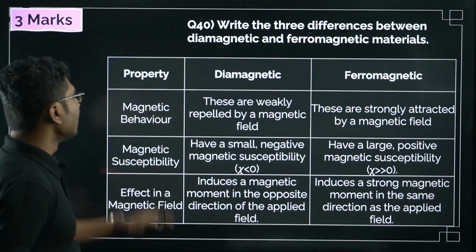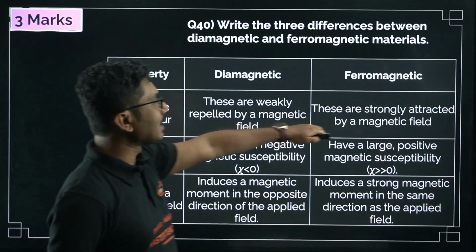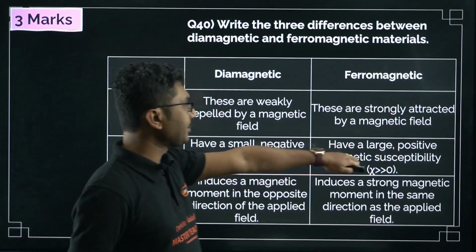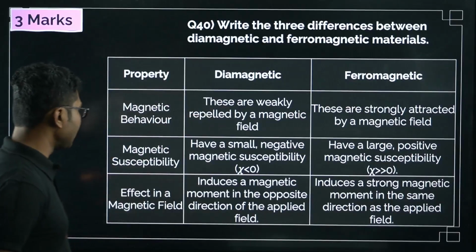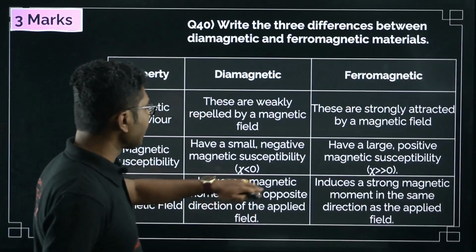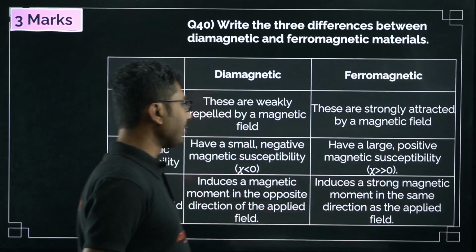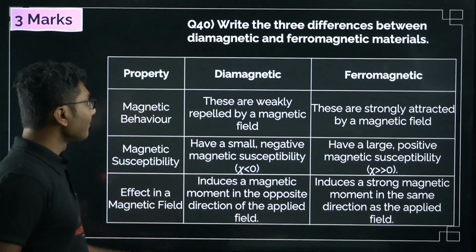the first table. So magnetic behavior: they are weakly repelled, they are strongly attracted. Magnetic susceptibility: have a small negative magnetic susceptibility, have a large positive magnetic susceptibility. Effect in magnetic field: induces a magnetic moment in the opposite direction of the applied field, induces a strong magnetic moment in the same direction as the applied field.